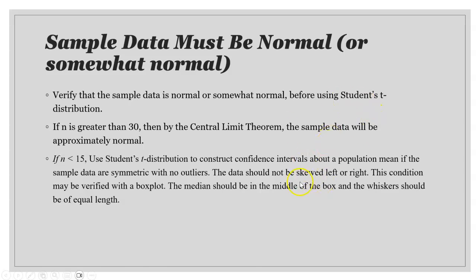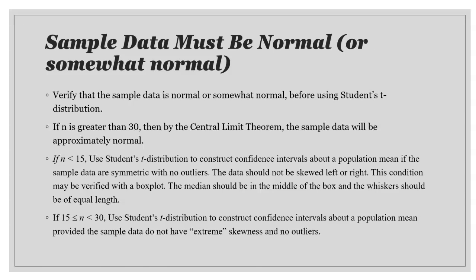So we'll have to use a box plot to verify that it's symmetric with no outliers. If it is symmetric with no outliers, this means that the median is in the middle of the box and the whiskers should be of equal length, all right? We talked about how to make box plots in another video previously as well.